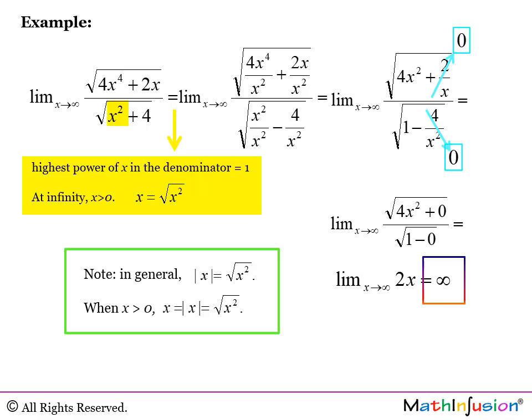Note that in general, the square root of x to the power of 2 is x in absolute value. In this case, we didn't bother with this too much because, again, when x is positive, then the absolute value of x is x, and we get directly that x equals the square root of x to the power of 2.